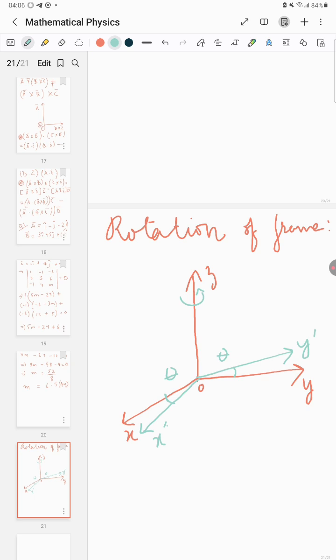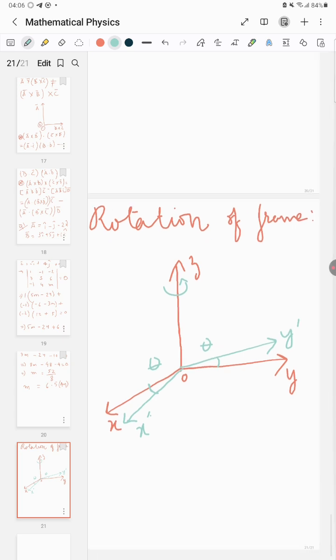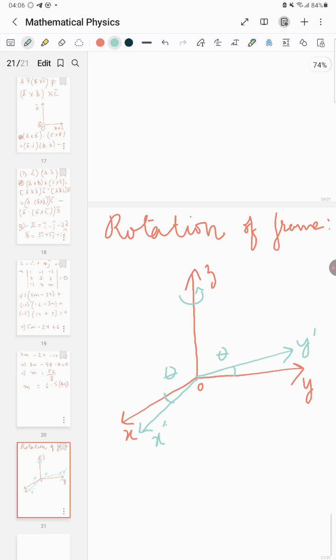So now coming to equations. Basically, we need to find the rotated coordinates. So we need to find X prime, Y prime and Z prime. As the Z axis doesn't change, Z prime will be equal to Z. So what we actually need to find is X prime and Y prime.